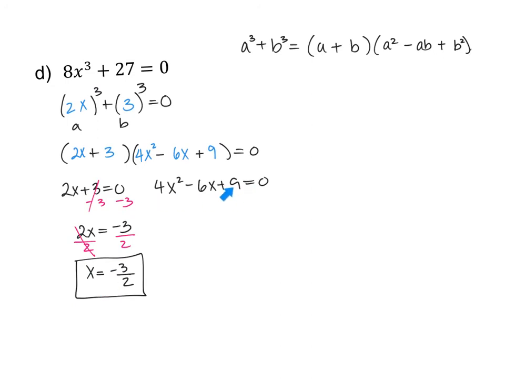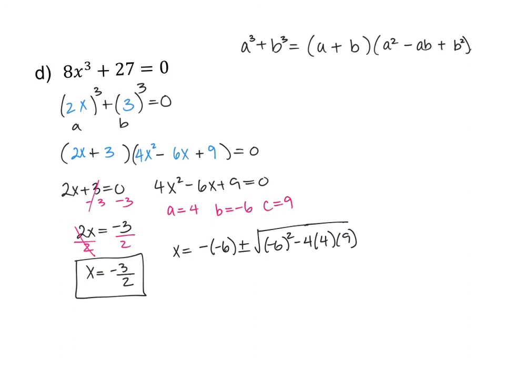This one here is a quadratic, and it has 3 terms. And I know that this one won't factor. So I'm going to go ahead and start using the quadratic formula. So my a is 4, because my x squared has a 4 in front. B is a negative 6, and C is 9. And so using the quadratic formula, we have negative b, so negative 6, plus or minus the square root of b squared, so negative 6 squared, minus 4ac, so 4 times 9. And in the bottom, 2 times a, so 2 times 4.